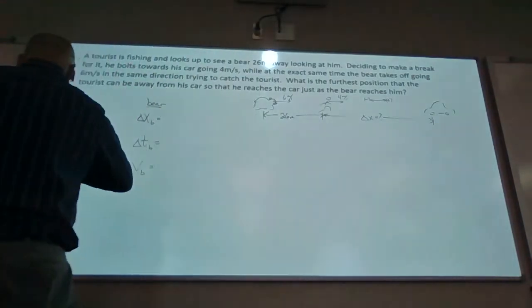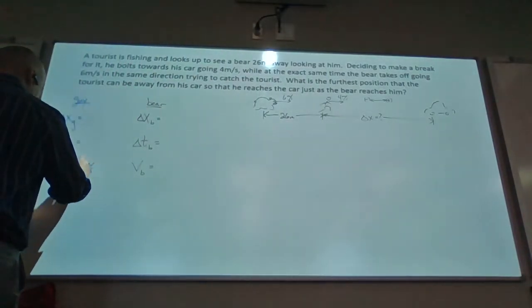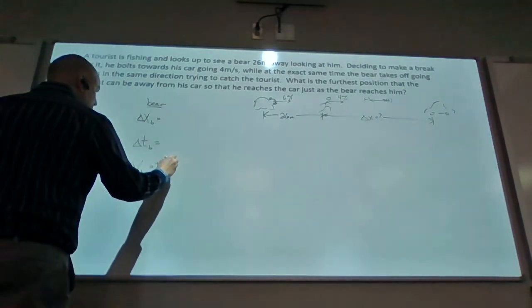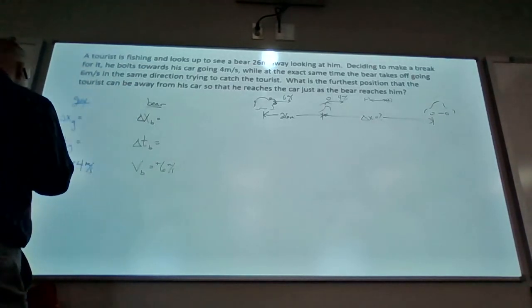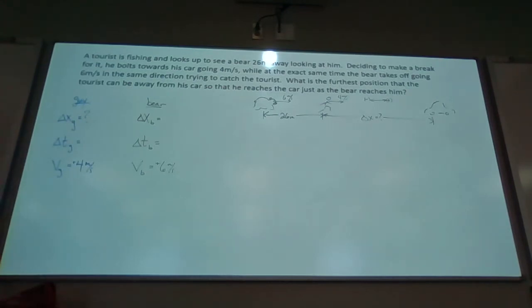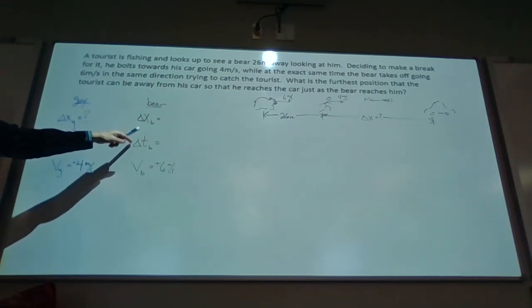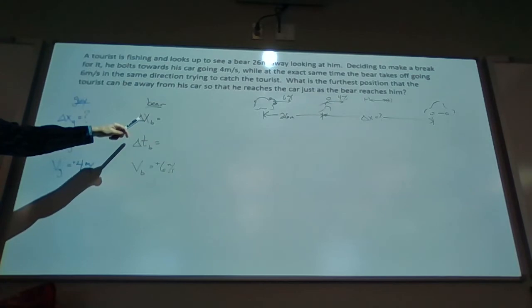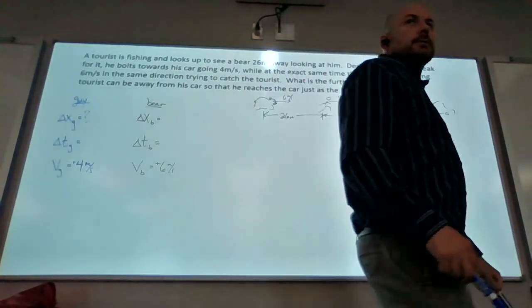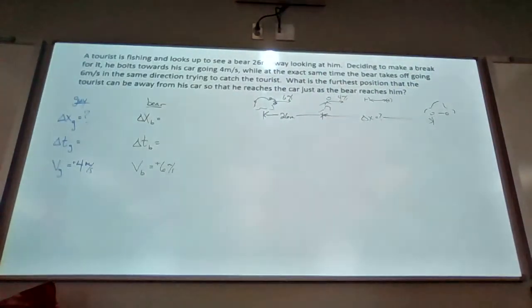Hopefully it'll look like this. That's our unknown. We got 4 and 6 meters a second. What do we do with the 26 meters? Is that how far the bear has to run? Does the bear stop here? So how do we incorporate 26 meters?